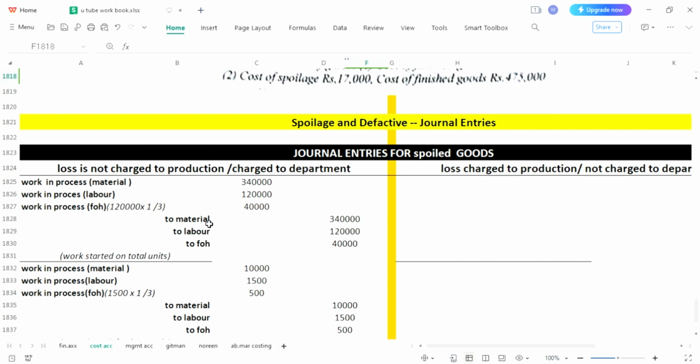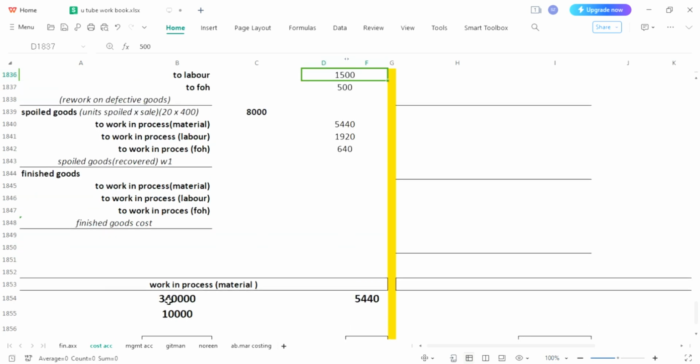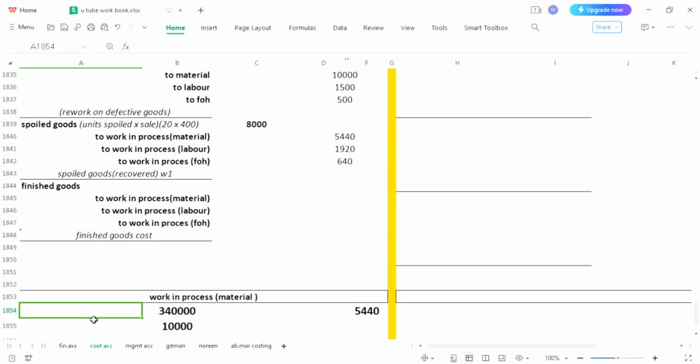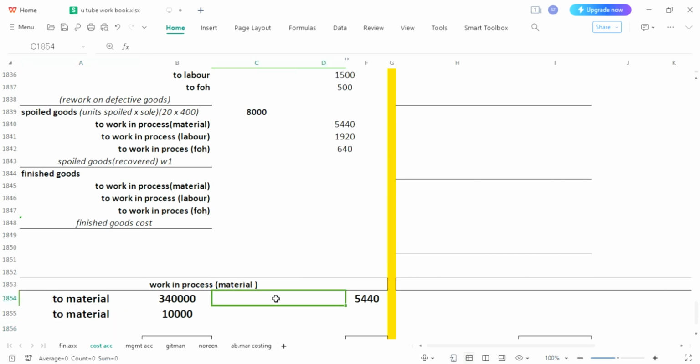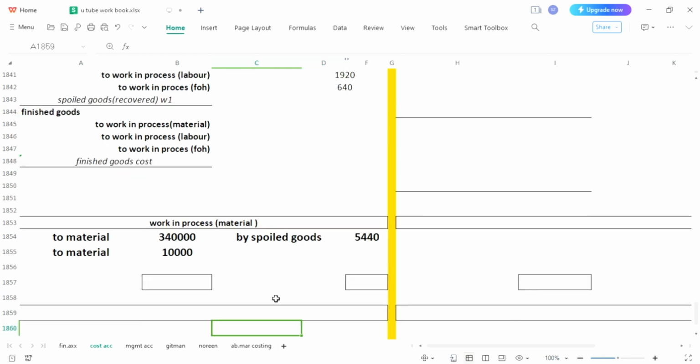In this calculations are completed, and in all entries you can see that work in process is debited and credit is material. Work in process material debit, credit is material. So what you will do, narration would be same for everything. To material over here and to material we will be putting over here as well. For 5440 we have reference spoiled goods. You can put over here by spoiled goods. In this way our ledger posting is completed.